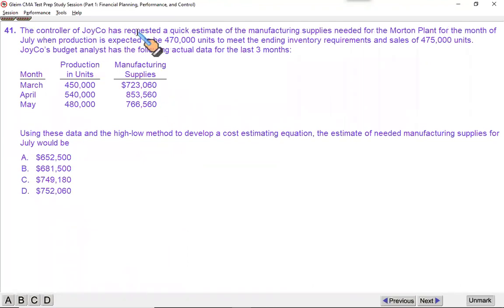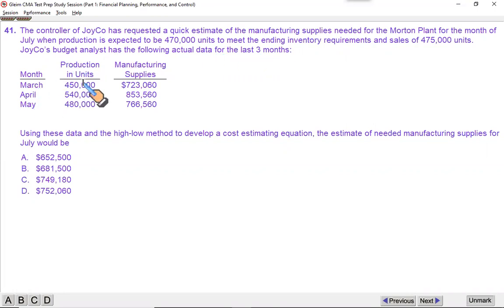The controller of Joy Company has requested a quick estimate of the manufacturing supplies needed for the Morton plant for the month of July, when production is expected to be 470,000 units. This is the planned production to meet the ending inventory requirements and to meet the sales target for that particular month.